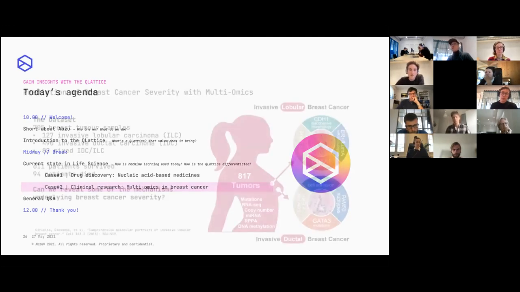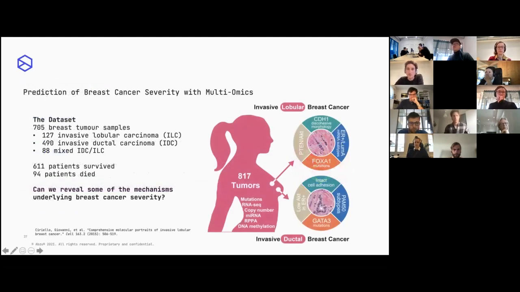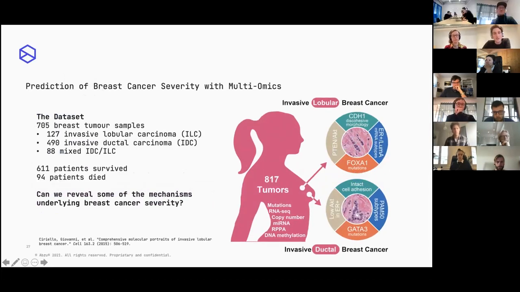So just to briefly introduce the use case. It is a data set of 705 breast tumor samples. These samples were grouped into invasive lobular carcinoma and invasive ductal carcinoma. On the right-hand side, you can see the difference in various biomarkers and also the location of the tumors. And there were over 600 patients who survived, and 95 patients who eventually died from this cancer.